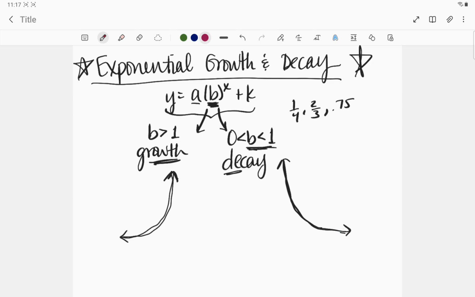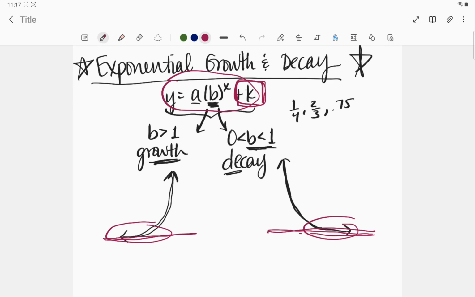The other big thing about these functions, they have this asymptote on the bottom. That's what we call it when a graph flattens out. So these functions always have an asymptote on the bottom. And if you're looking at this formula, this last number out here, this k, that tells you the asymptote.